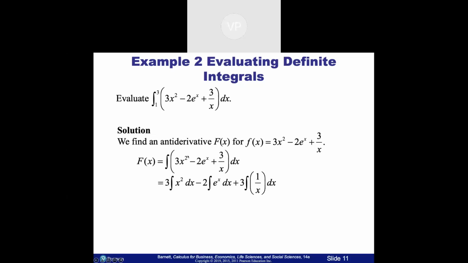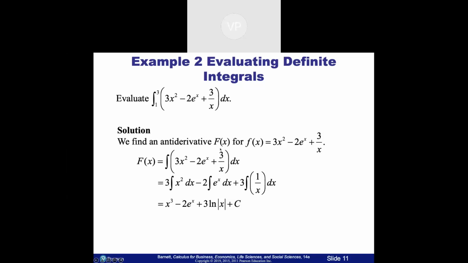So remember the rule. You increase the power of x by 1, that gives you a 3. You then divide by 3, and that's going to cancel this 3 right up front. That's why you're left with an x cubed. For this second term right here, the integral of e^x is just e^x. The negative 2 just sticks around. It's a constant out front.